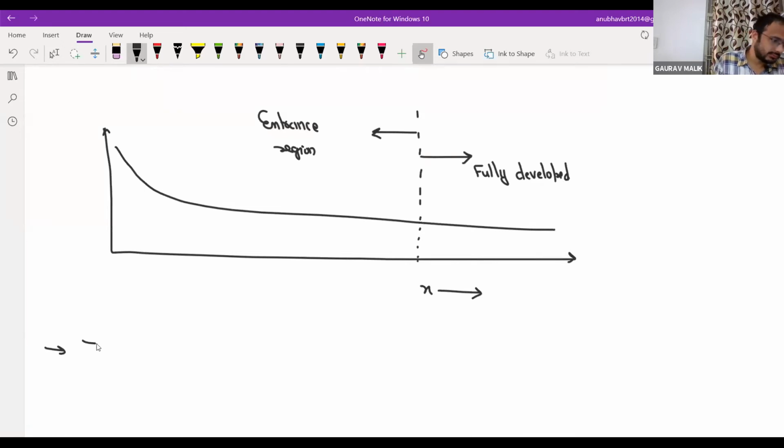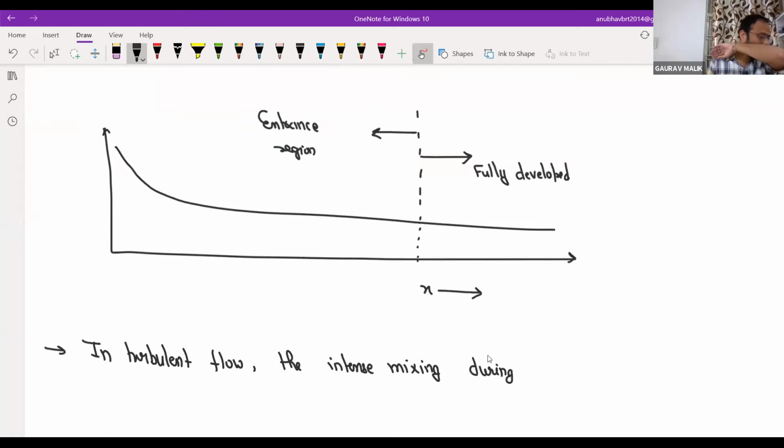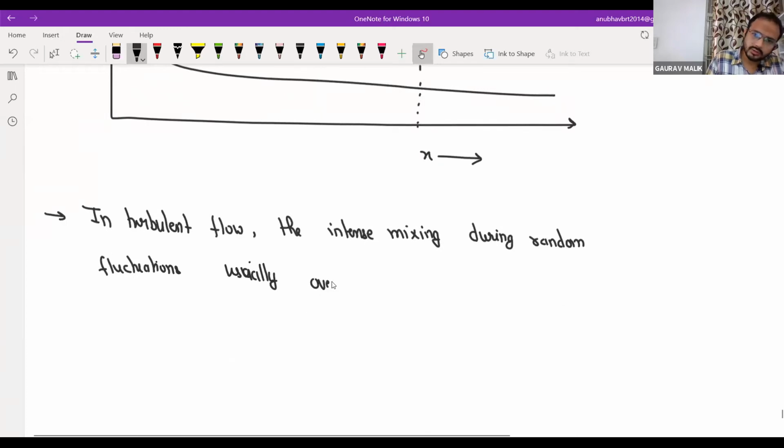Write down next one. In turbulent flow, the intense mixing during random fluctuations usually overshadows the effects of the molecular diffusion.